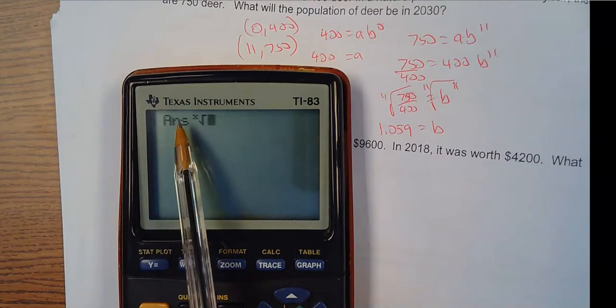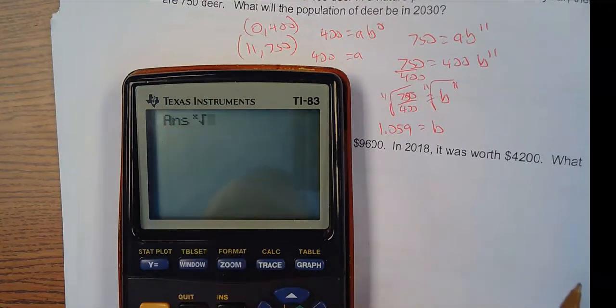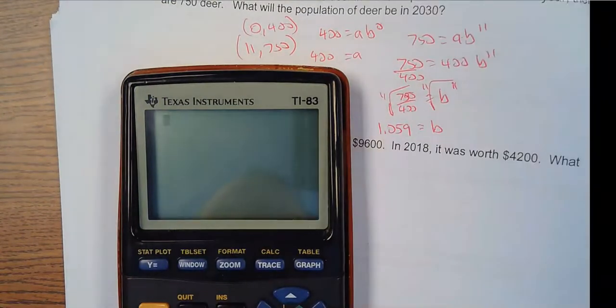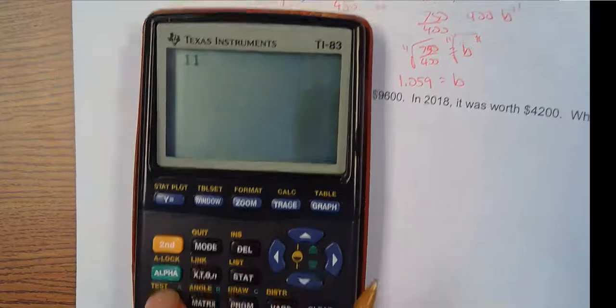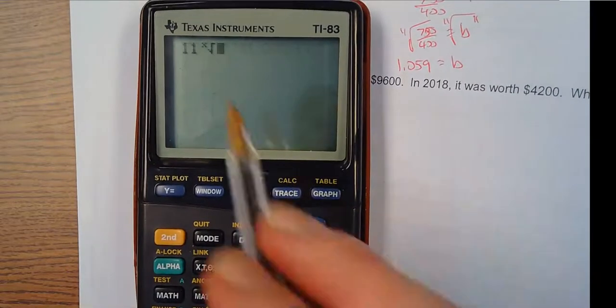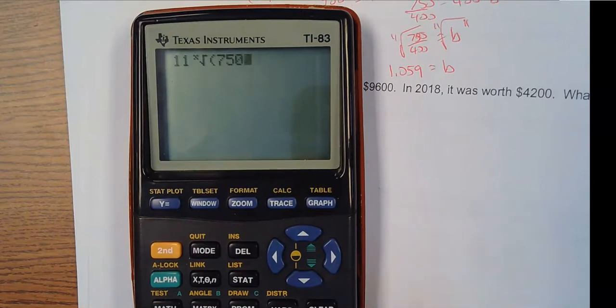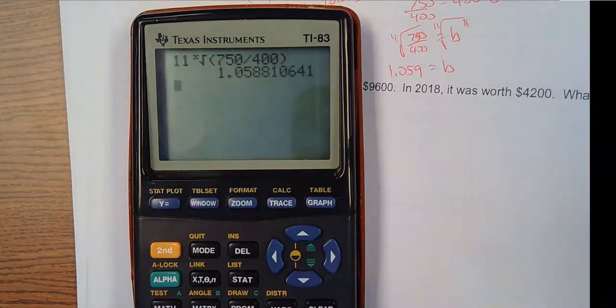Now, if you got an older calculator, if you do math and then this button, it thinks you mean whatever your previous answer was, that's your root, and that's not what we want. We want the 11th root, so you have to go 11, then push math, then math, and on down to number 5. So the 11th root of, and then parentheses, 750 divided by 400, end parentheses. So it needs to be typed in exactly like that if you want the 11th root of this fraction. So 1.059.